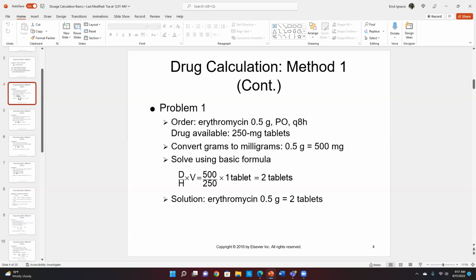And then V will be the vehicle. How does it come? We know that this is tablets. So we will do the calculation. 500 divided by 250 times 1 equals 2 tablets.